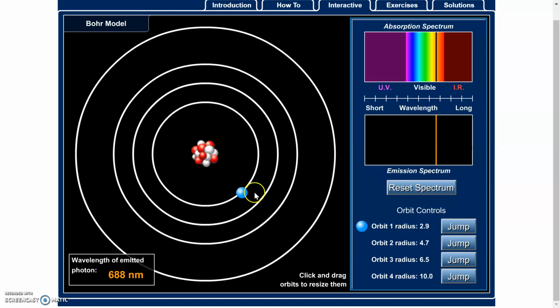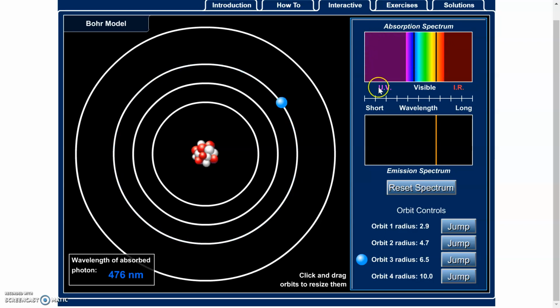Now let's look at a bigger jump. Let's say I had a higher energy photon than orange, something higher come in, and it caused the electron to jump 2 energy levels. So let's make it jump to the 3rd energy level. Notice what that took. It took a higher energy photon. Blue is higher energy than red and orange.